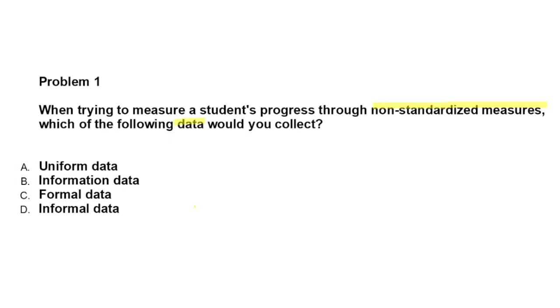For A, uniform data, this is a more standardized and more formal way of collecting data. This would not go along the lines of non-standardized. B, information data is non-specific data collection that's usually made through observations and broad types of data analysis, which definitely wouldn't be specific enough for specific student feedback. C, formal data. This is another term again for standardized or norm-referenced type testing, so this wouldn't be the correct answer. However, D, informal data. This is the collection of informal data that consists of measuring student progress, usually through methods of formative assessment such as student journals and exit slips. Therefore, this is probably the correct answer, D, informal data.